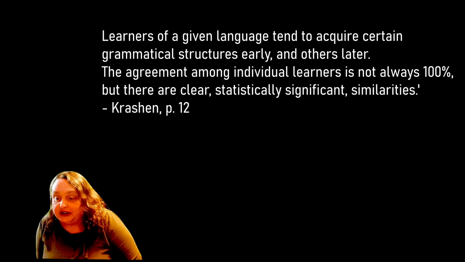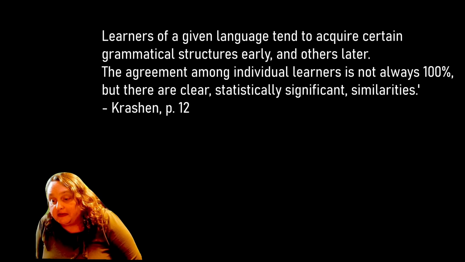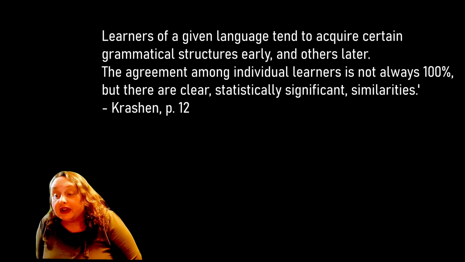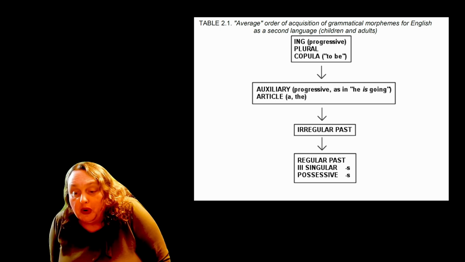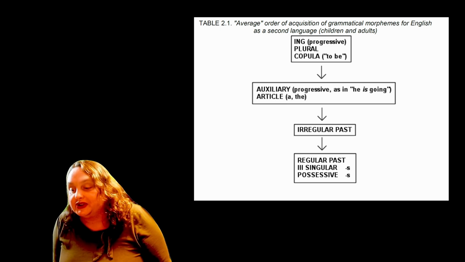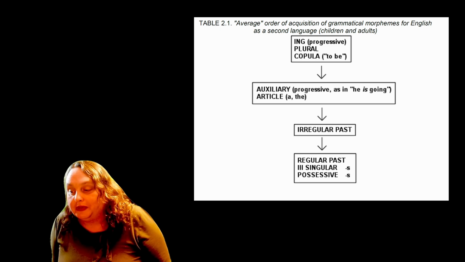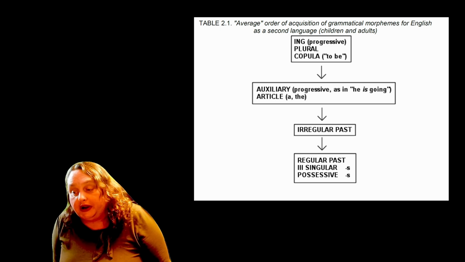Learners of a given language tend to acquire certain grammatical structures early and others later. The agreement among individual learners is not always 100%, but there are clear, statistically significant similarities. The book discusses the research that led to this finding in some detail, but the important bit for our purposes here is that language acquisition, both first language acquisition in children and the acquisition of other languages later in life, tends to follow predictable stages. People pick up certain structures early on and advance to other structures later.